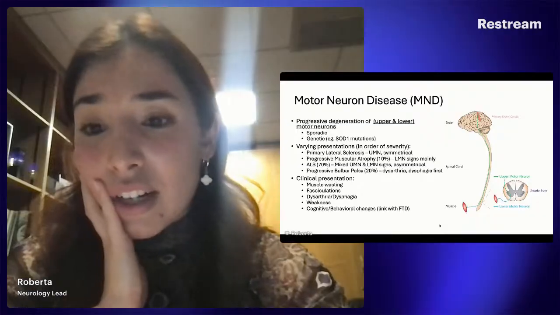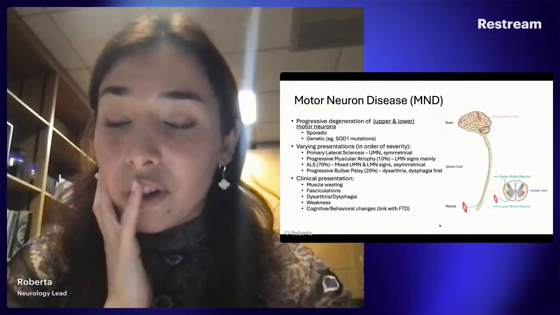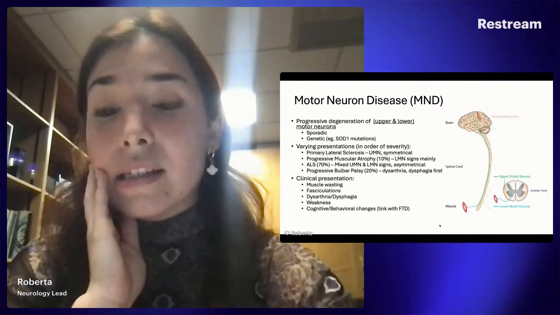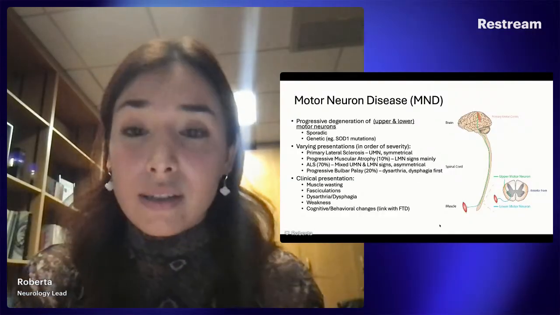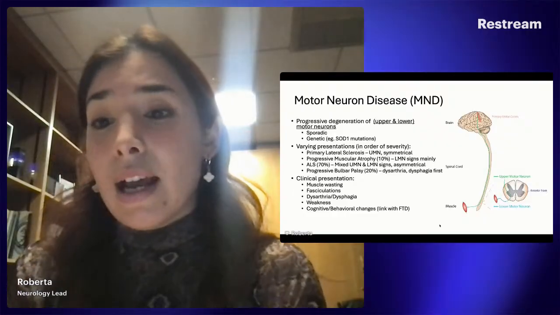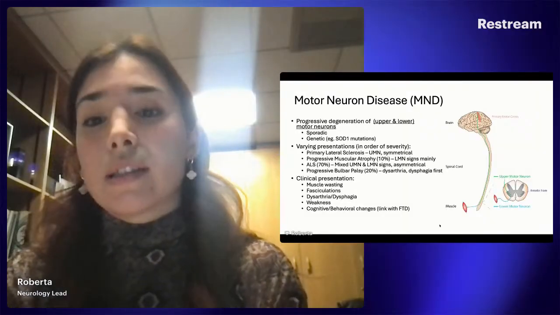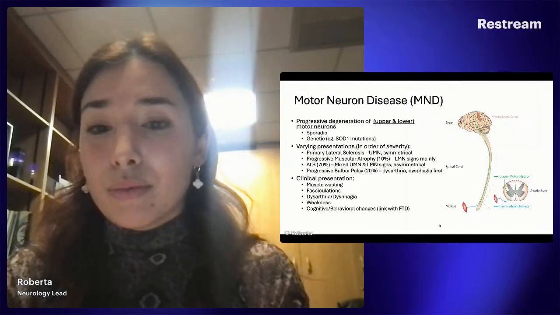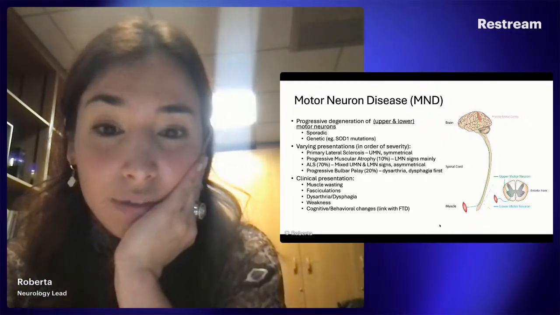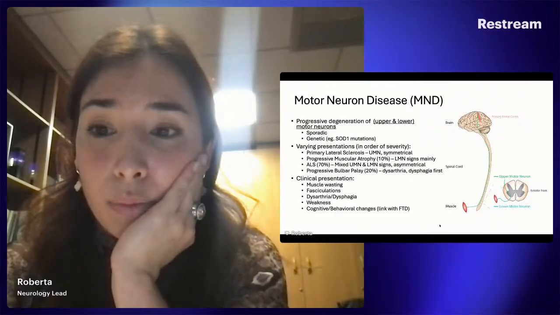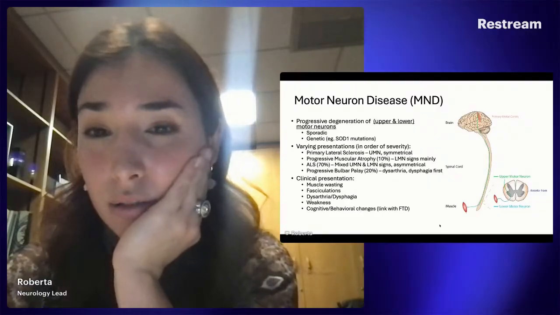So generally speaking, the life expectancy will reduce as we go further down this list. Progressive bulbar palsy is the one with the shortest lifespan or prognosis after diagnosis, and primary lateral sclerosis is the one with the better prognosis upon diagnosis. With progressive bulbar palsy, I believe we're looking at about 5 years or less. With primary lateral sclerosis, it can be much longer, so 15, I believe, and above.